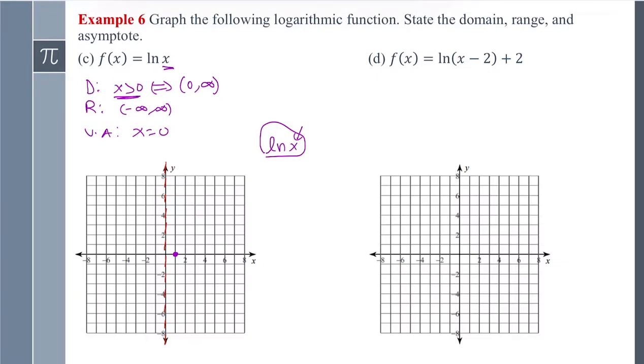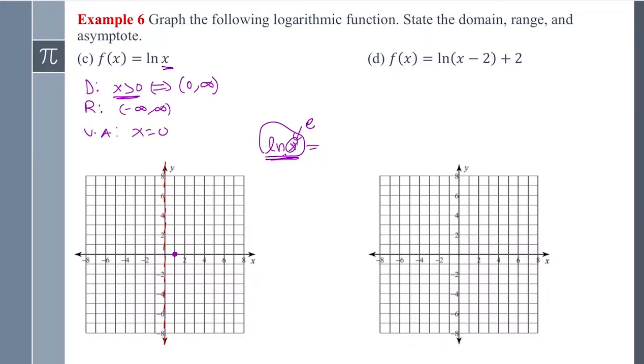Now we got 1 point, so we just need one more point. Now, when does this become 1? So it becomes 1 whenever x is e, because the base and the number are the same when x is e. e means 2.718, so it's close to 3. When x is close to 3, that becomes 1, so it's somewhere here. Okay, now again, it goes to negative infinity, and then it goes this way. So that's how the graph is going to look.